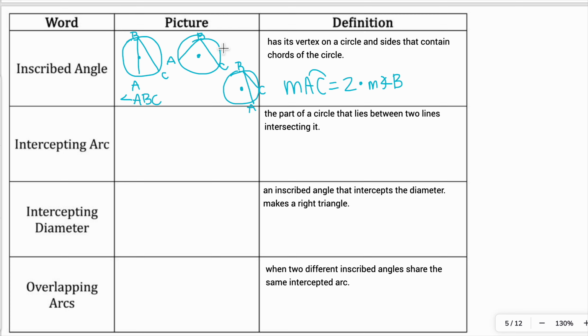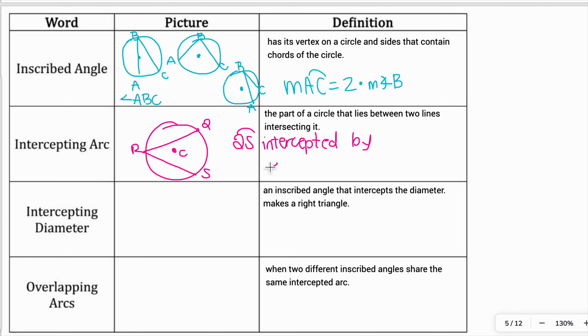An intercepting arc is a part of a circle that lies between two lines intersecting it. I'm going to draw a different example for this one. Here's my circle. We have point C here in the middle, so this is circle C. And then we'll draw a Q point, an R, and an S. So QS right now is the intercepting arc. QS is intercepted by angle QRS.